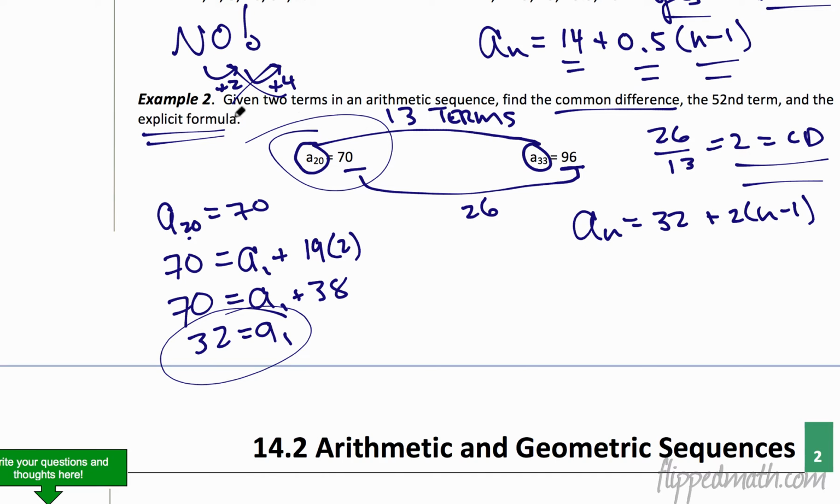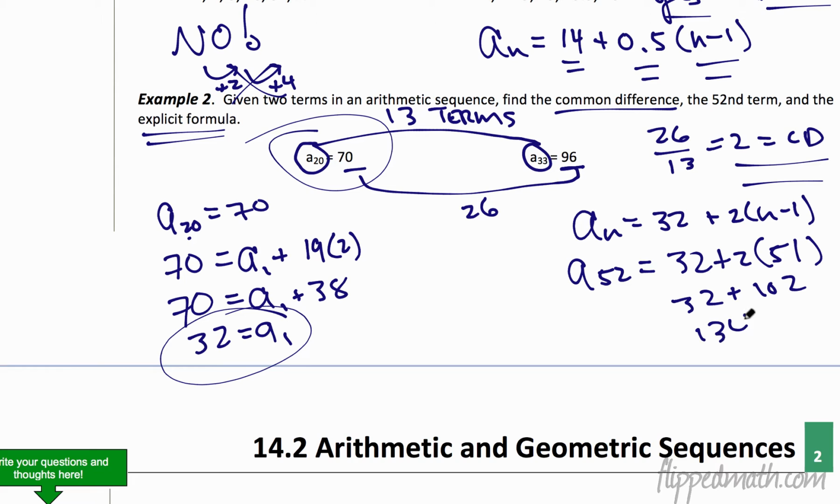So now we can find the 52nd term. A sub 52 is going to equal 32 plus 2 times 51. 2 times 51 is 102, and we add 32 to that. We get 134. And that is the 52nd term. How about that? We know how to do that.